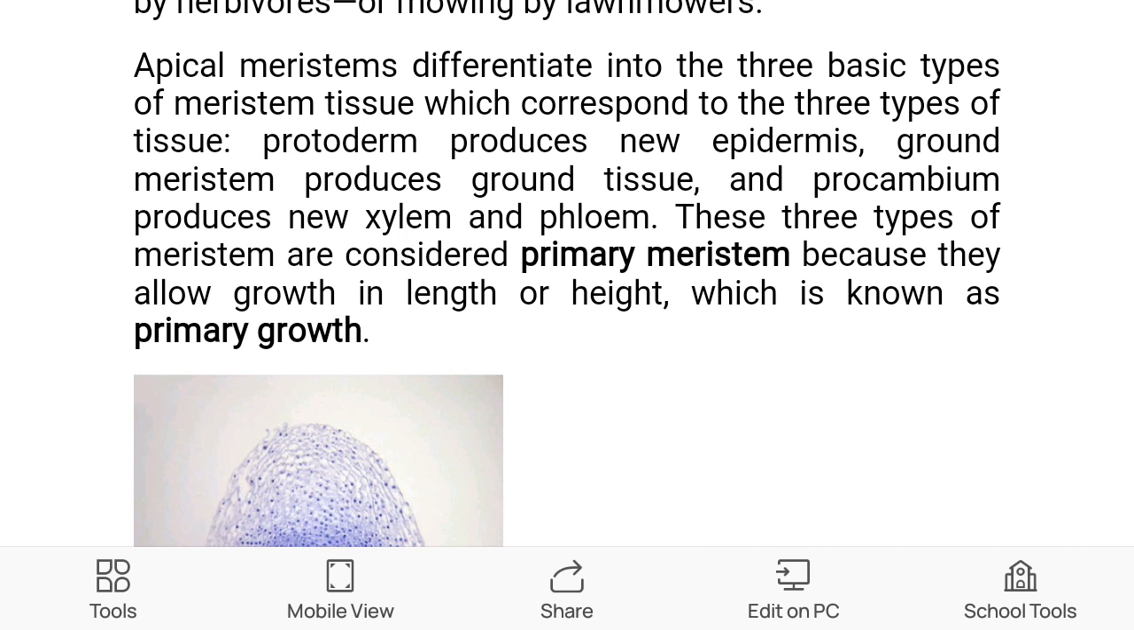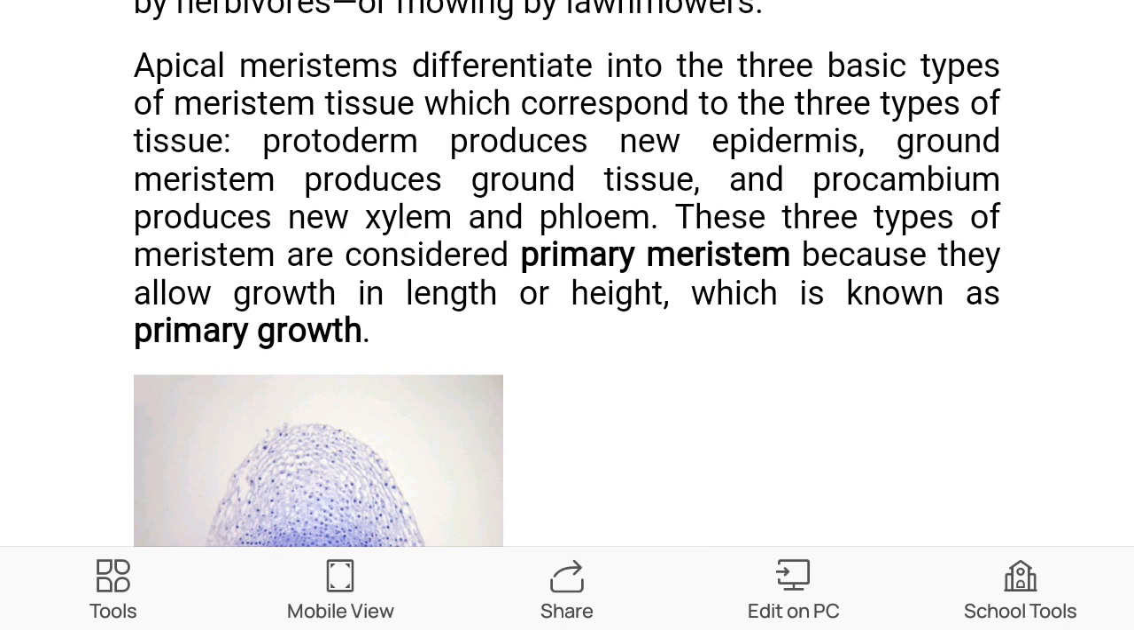So apical meristem differentiates into three types of meristem tissue, which correspond to the three types of tissue. You have the protoderm producing new epidermis. You have the ground meristem producing the ground tissue, which are the collenchyma, sclerenchyma, and the parenchyma. You have the procambium producing new xylem and new phloem. So the function of the procambium is to produce what? New xylem and what? New phloem.